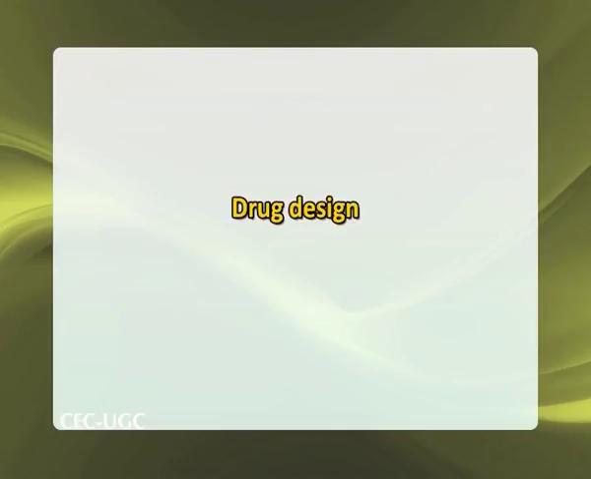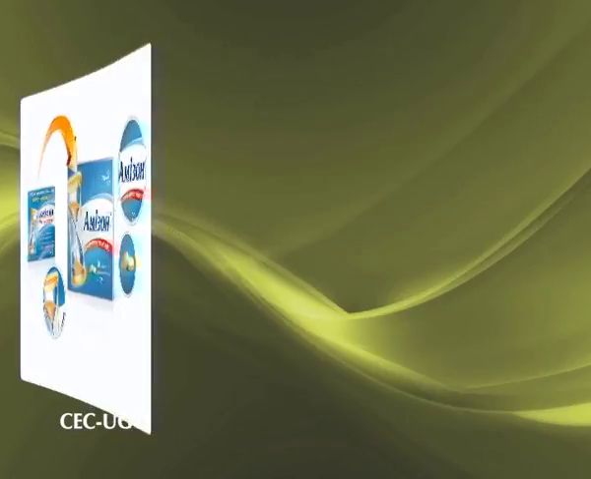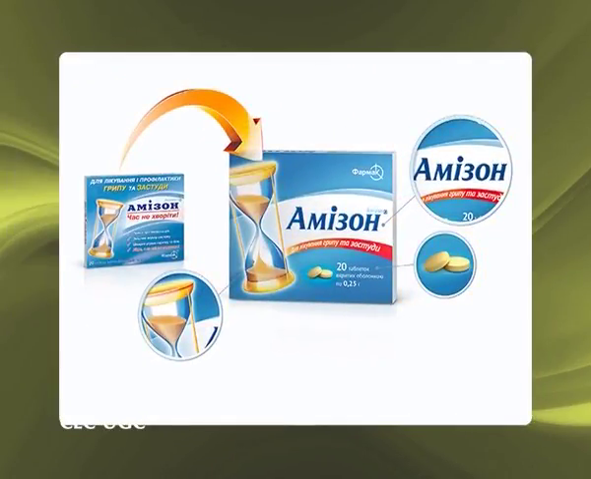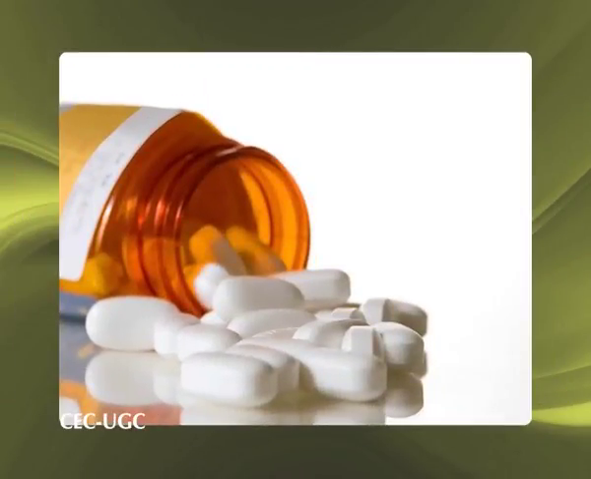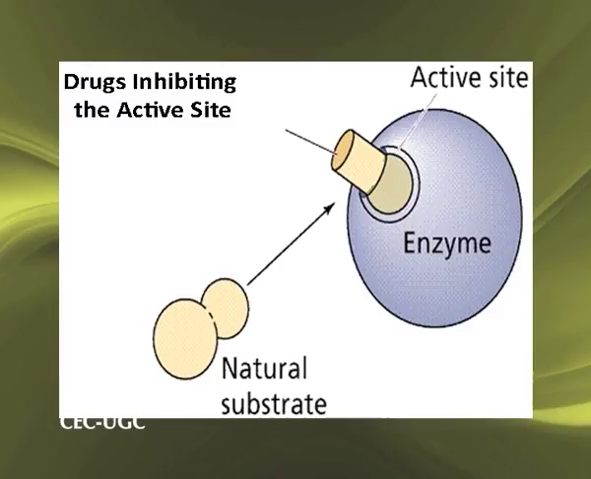So, first of all, drug design. Drug design, often referred to as rational drug design or simply rational design, is the inventive process of finding new medications based on the knowledge of a biological target. The drug is most commonly an organic small molecule that activates or inhibits the function of a biomolecule, such as a protein, which in turn results in the therapeutic benefit to the patient.